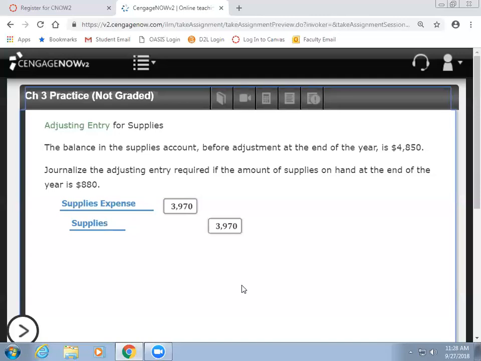That's a good question. You know what side, because we know supplies is an asset. We started with $4,850, and we need the ending balance to be $880, and we know that balance is a debit balance because supplies are an asset. So in order to decrease our debit balance, we have to credit it. Good question. Any other questions?